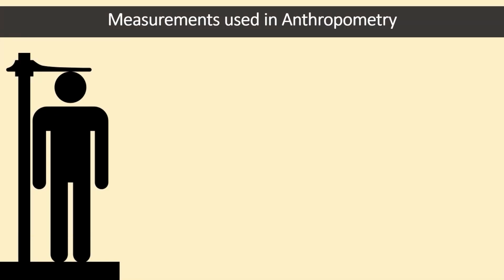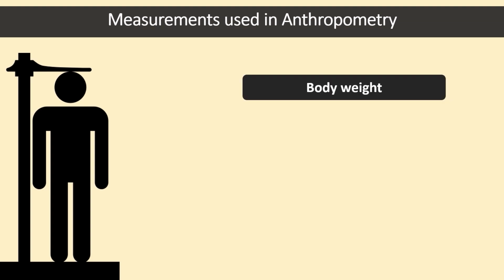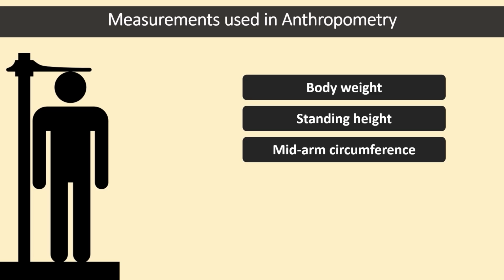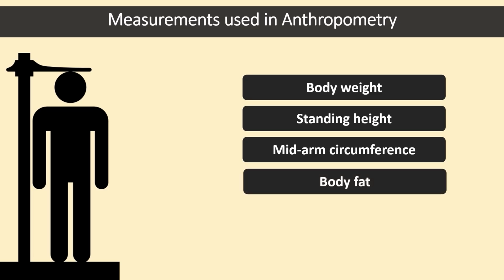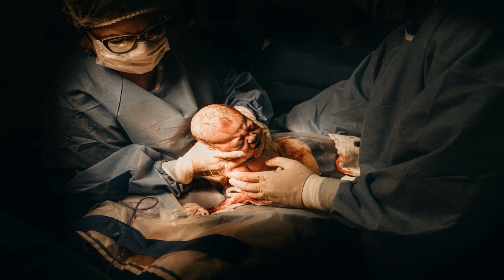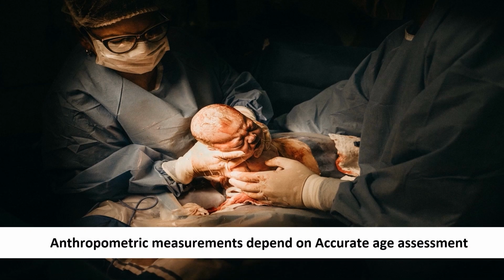So, what do we measure? When we talk about measurement of the human body, we are talking about body weight, height, mid-upper arm circumference, body fat measurements, and head and chest circumference. Let us start with the body weight, but before I move on to that, it is also important to understand that anthropometric measurements depend on accurate age assessment as well. Why? We will just see.